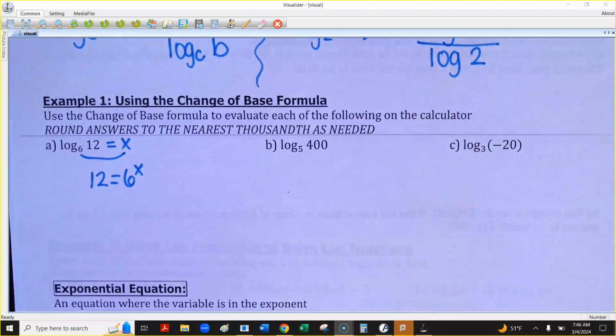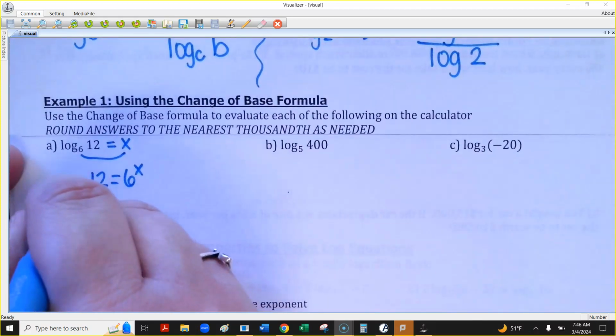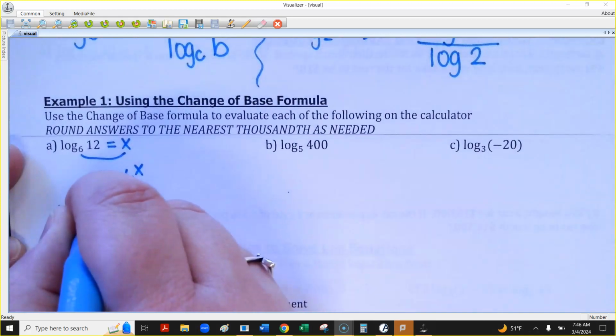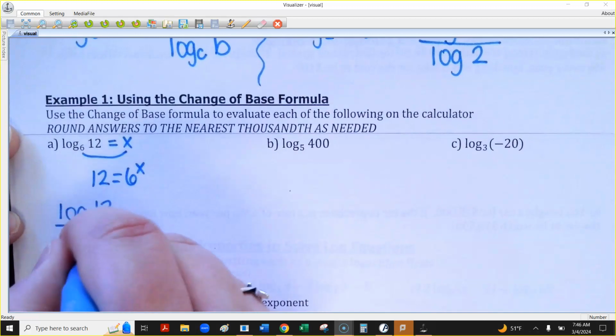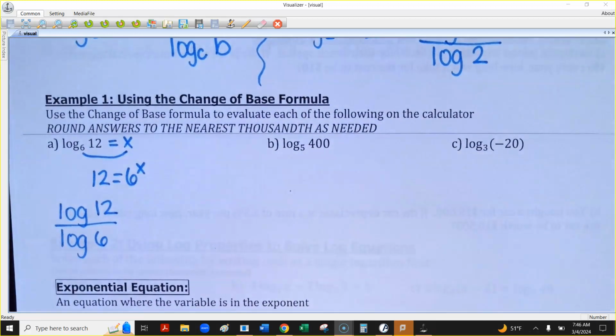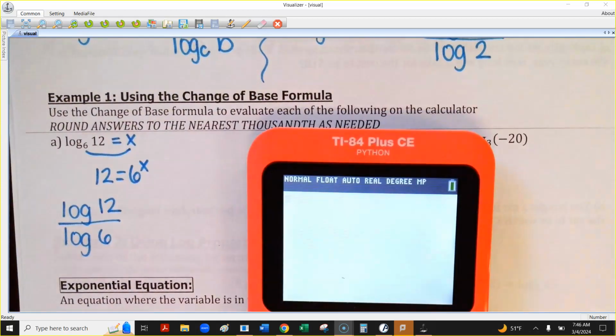So all you do to do the change of base, just log of 12 divided by log 6. So it's the log of whatever you're taking the log of divided by the log of the subscript. Important piece here, don't go, oh, that's 12 and 6, and say that's log of 2. It does not work like that, okay? It's two separate logs, so you got to actually type that button twice. So I literally do log 12, make sure you close your parentheses, and then divide by log of 6.